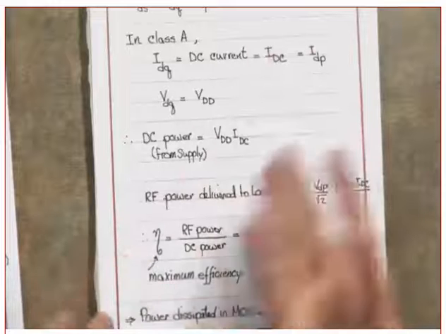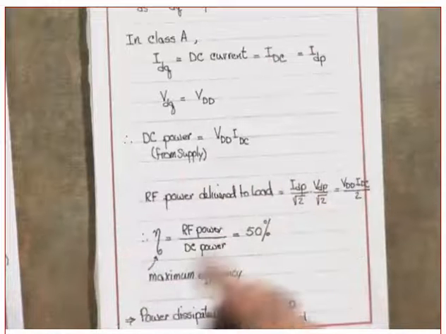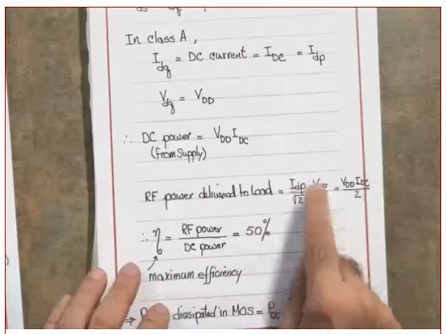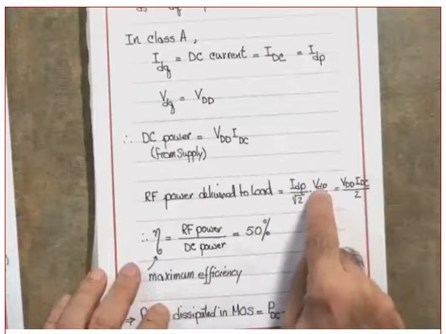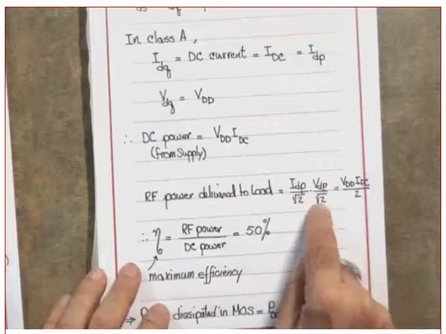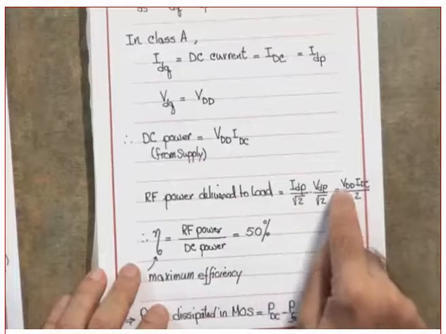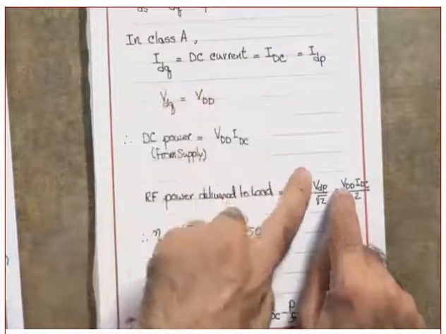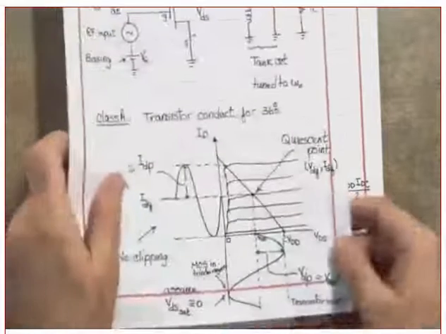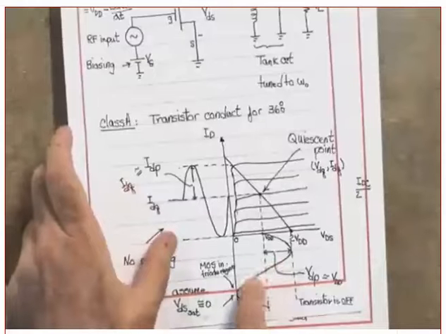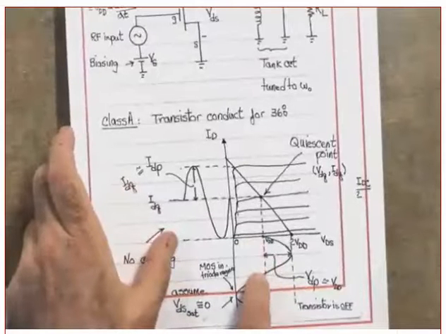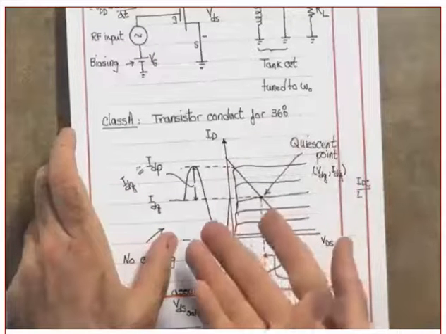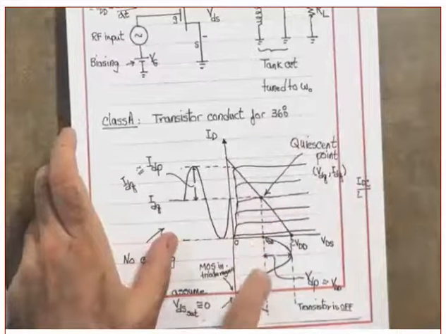It's the RF power, so we are taking the RMS squared. So it's IDP times VDP, each one divided by square root of 2. What is the VDP? Is it almost the same as the quiescent? And what is the quiescent value?